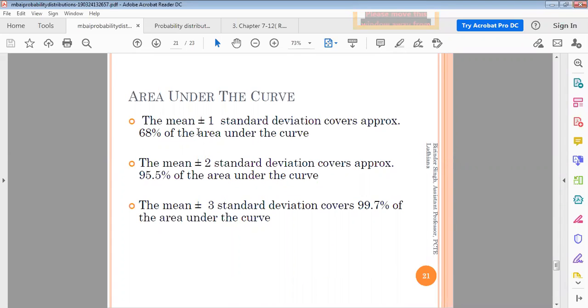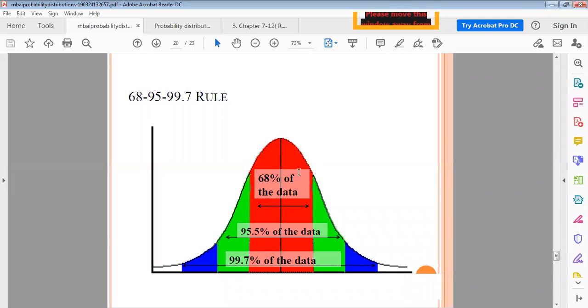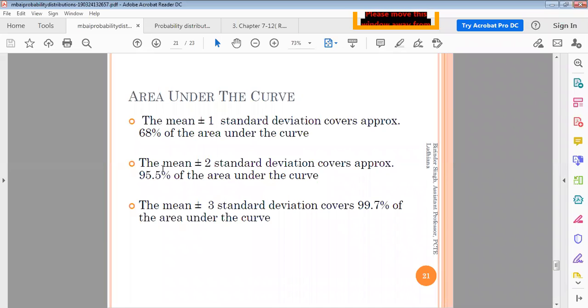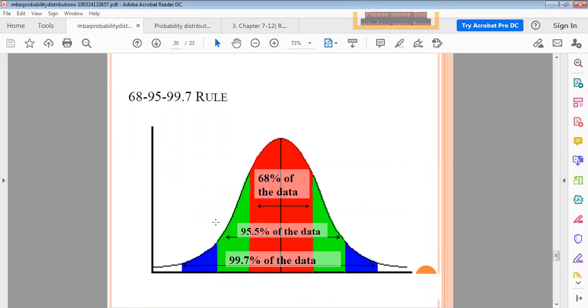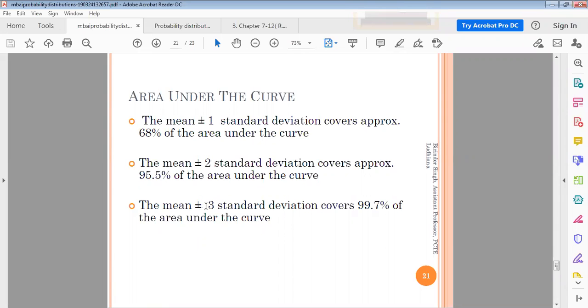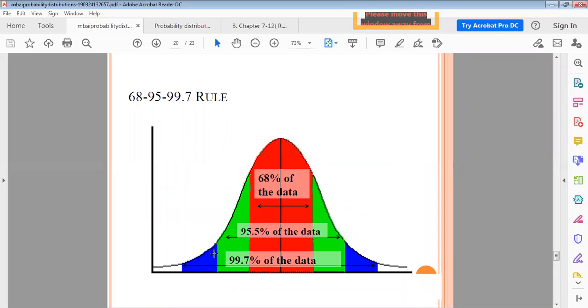Now, area under the curve: the mean plus minus 1 standard deviation covers approximately 68% of the area under the curve. If the mean plus minus 2 standard deviations, it covers approximately 95.5%. And if the mean plus minus 3 standard deviations, then the total area will be what?